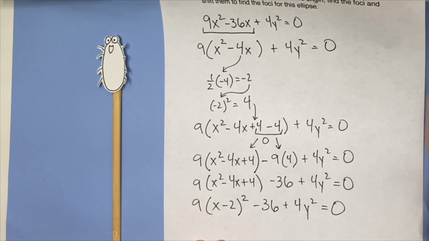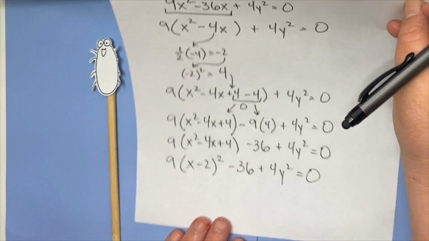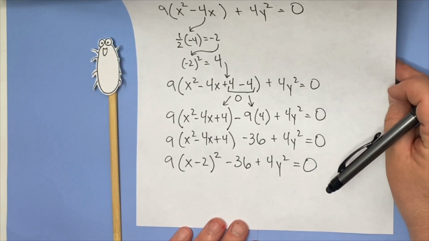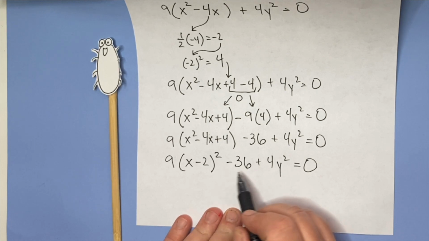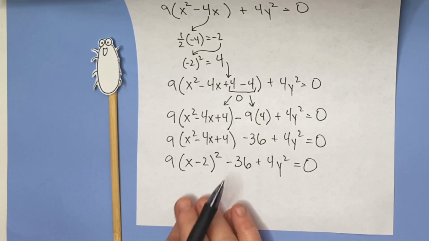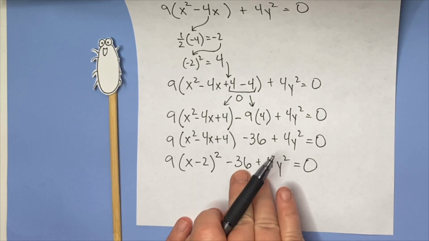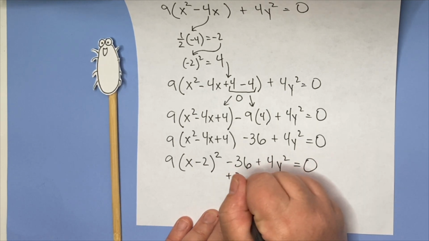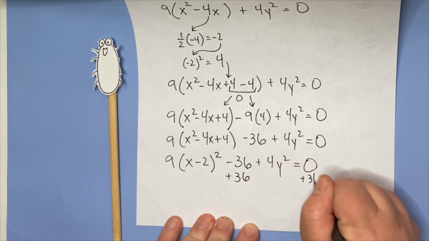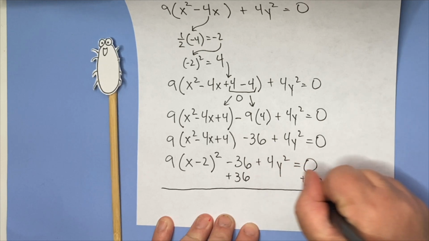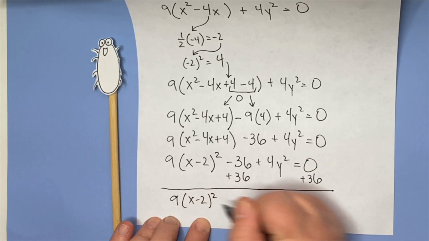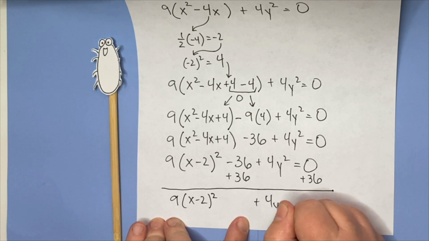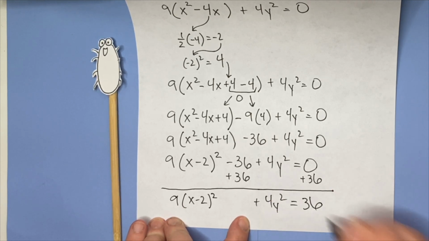And here's where you have to have some faith, because these problems do work out. They just feel a little bit stressful in the middle. I have this -36. It's in the way. I got some x squared, some y squareds. I don't want this here. I'm going to add it so that I get rid of it. So then I've got 9 times the quantity x minus 2 squared plus 4y squared equals 36.